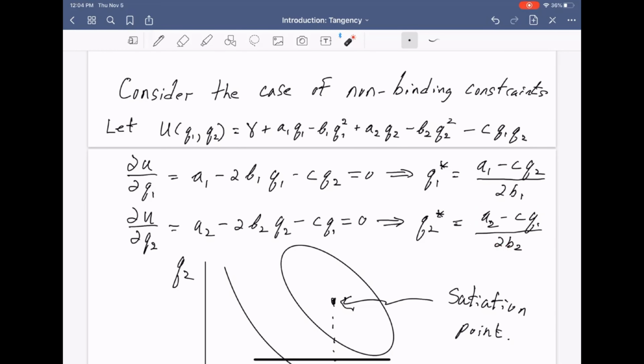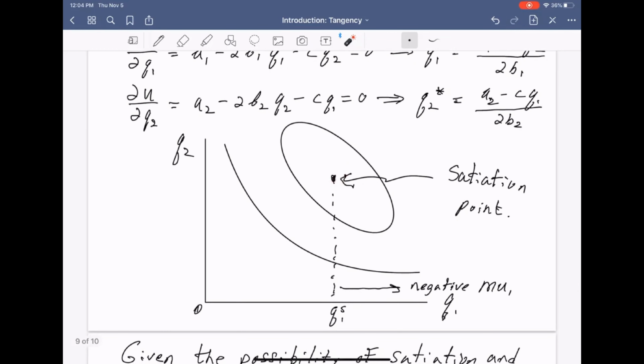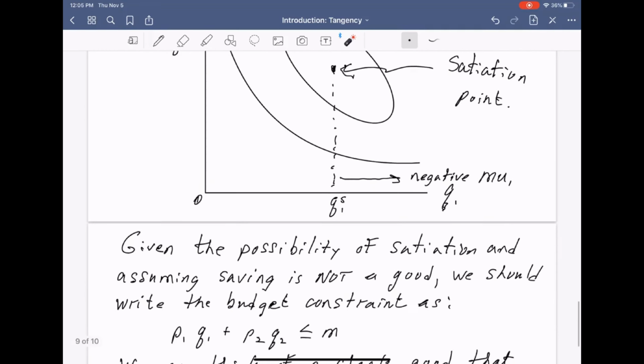The point being that you get a satiation point right here. So in other words, if you try to increase Q1 beyond this Q1 S, where S refers to satiation, your marginal utility turns negative. In other words, there's a reduction in utility. So if you try to increase beyond the satiation point, either in this direction, which I've marked, or by increasing Q2, you end up with a lower level of utility, or lower number of utility units.